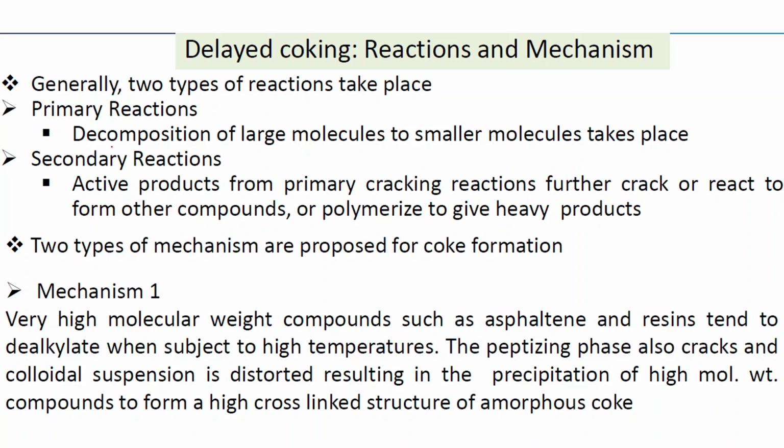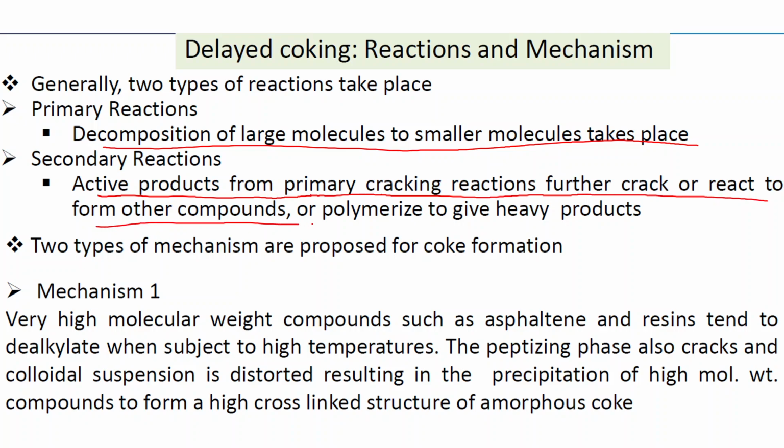So delayed coking basically happens in two ways. Decomposition of large molecules into smaller molecules takes place, and secondary reactions of products such as aromatics, active products from the primary cracking reaction, further crack or react to form other products or polymerize to give heavy products. So basically, this is the thermal cracking of large molecular weight compounds, basically asphaltenes, the heavier residue, which decompose thermally. It is basically done from the decomposition of these heavier products such as asphaltene.